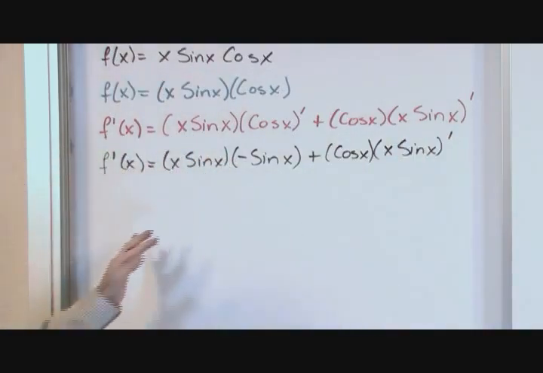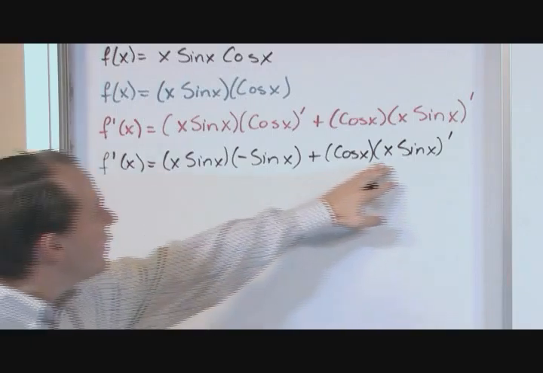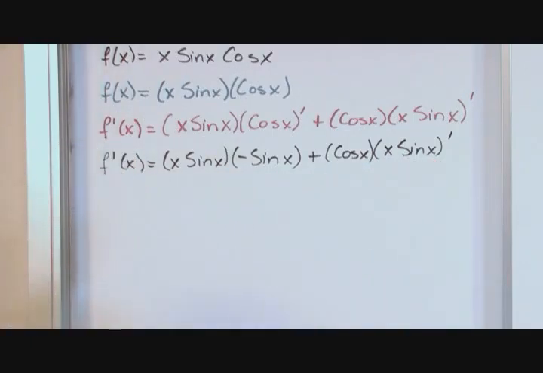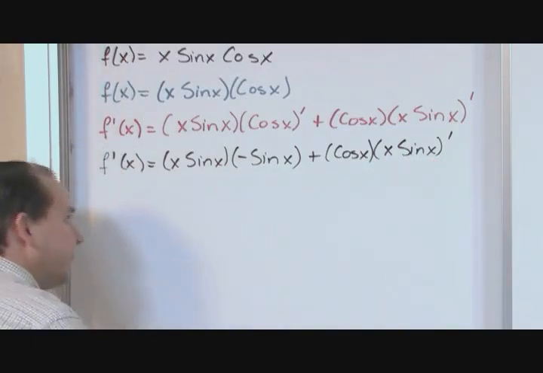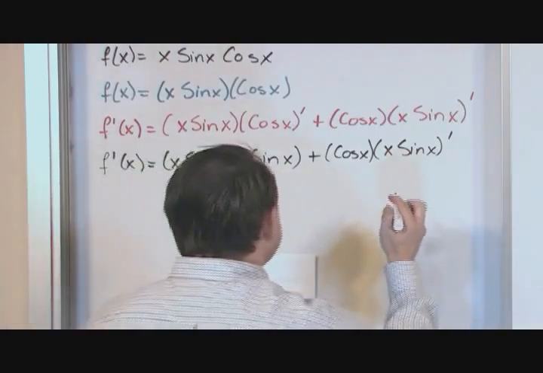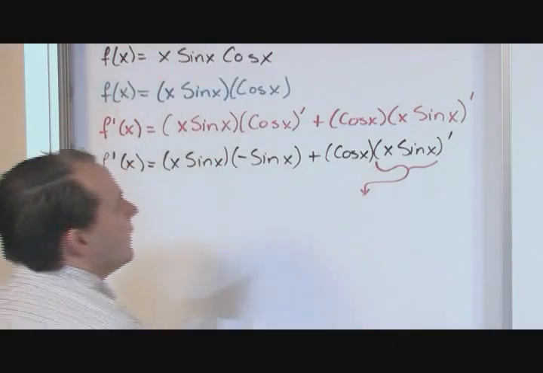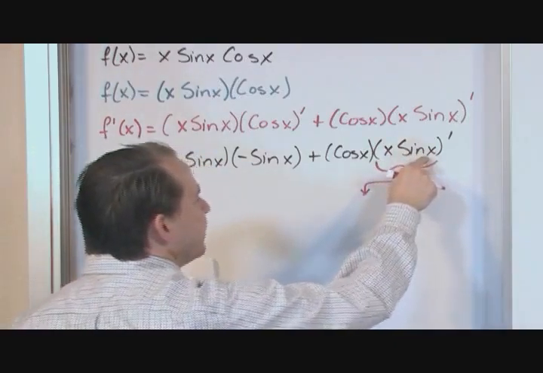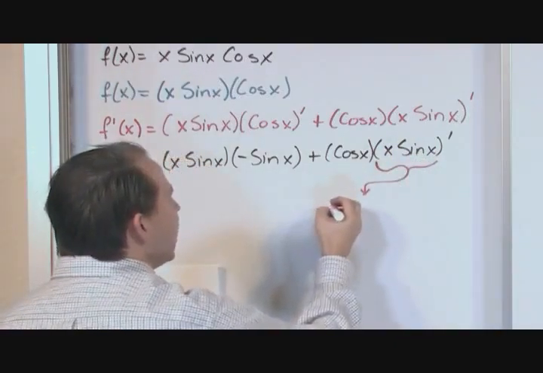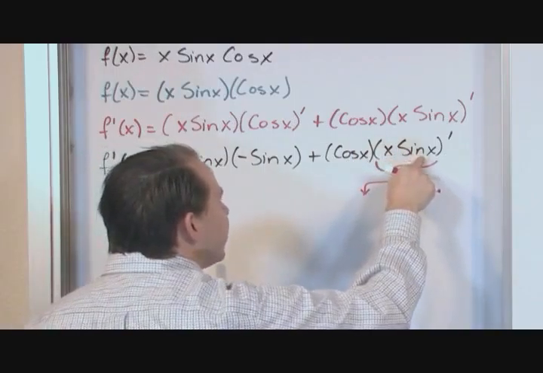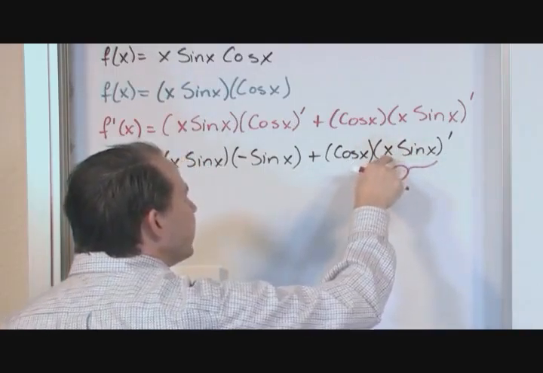So really all I've done in this step is I've taken this derivative, but I've rewritten everything else. Nothing else has really been done. The reason I'm doing it this way is because I want to point out to you that this derivative is itself a product rule. It's this function times this function. So if you were going to take this guy, it would be first times the derivative of the second plus the second times the derivative of the first.